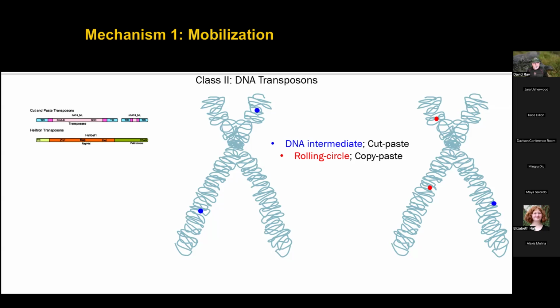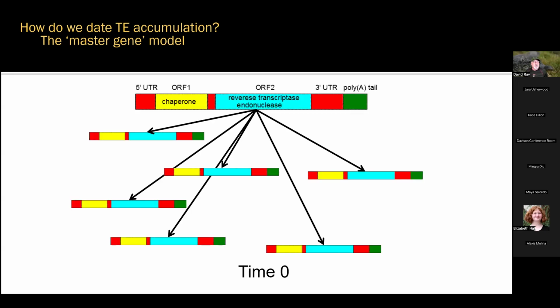So one of the things that we want to know about TEs is when they were deposited in the genome? Because that can be important as far as understanding how evolutionary changes occurred. And most of these, we can apply what's called the master gene model. And in the master gene model, what we get is we have a source element, in this case, a line retrotransposon that has its various components to it. It's got a 5' UTR, a couple of open reading frames, and so on and so forth.